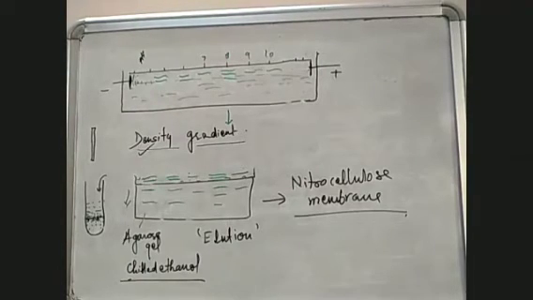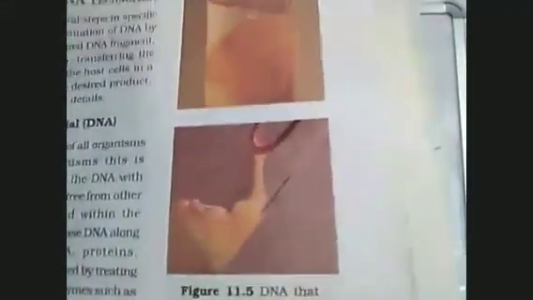This spooling is shown in the NCERT book, a very clear picture. This is the picture of spooling. See, the DNA has been taken out. The DNA isolates this way and then it is taken out with a glass rod. You can see this is not a glass rod, this is rather an iron rod, and with that it is taken out. This is given in the NCERT book. So this is spooling.